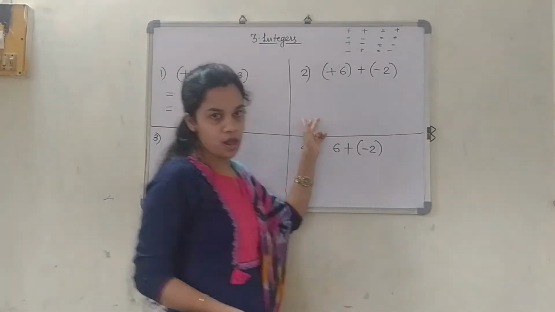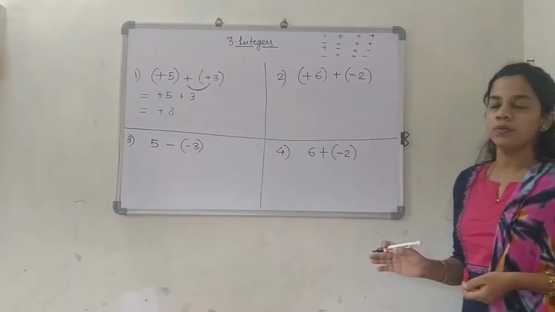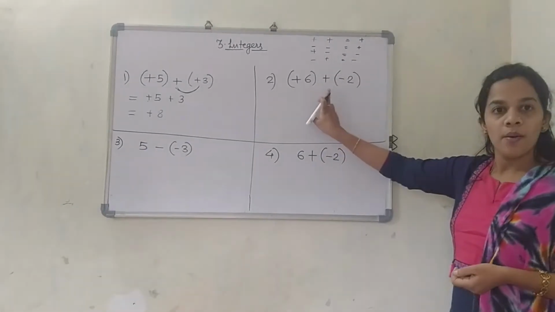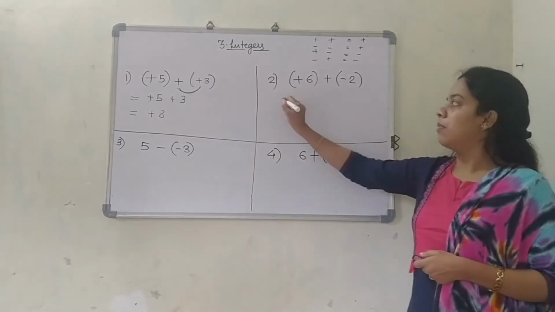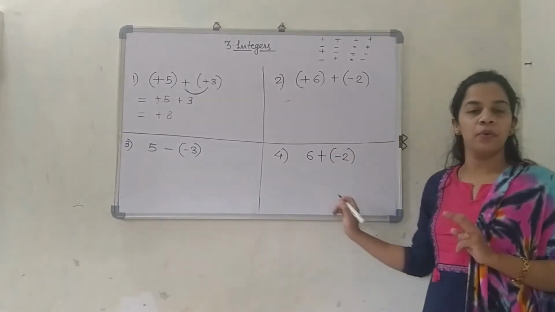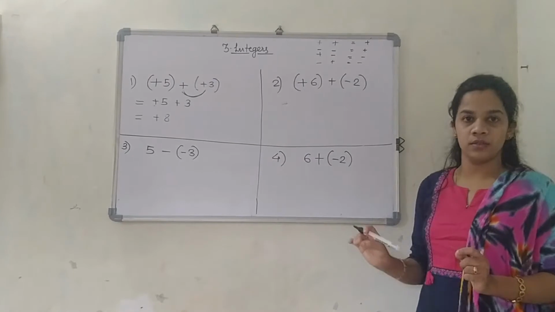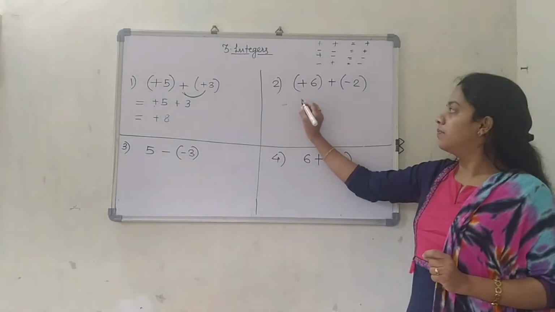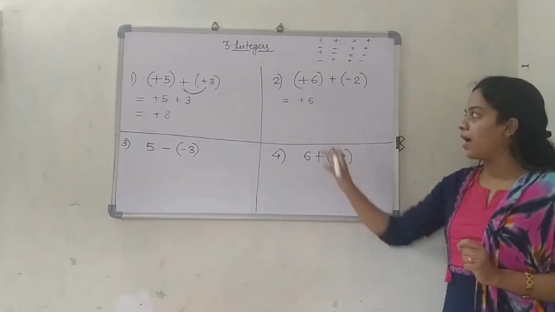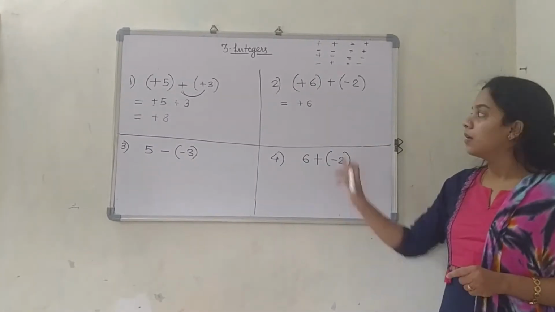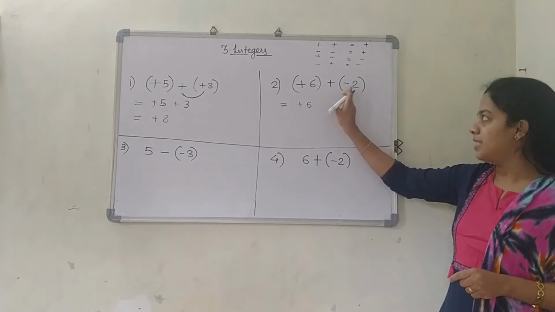Just focus over here now. What am I going to do? Yes, plus 6 plus bracket minus 2. This first number in all the questions, I am going to write it as it is. That is plus 6, I am going to mention as it is. The only thing I did is remove the brackets. Now just focus here: plus and this minus.